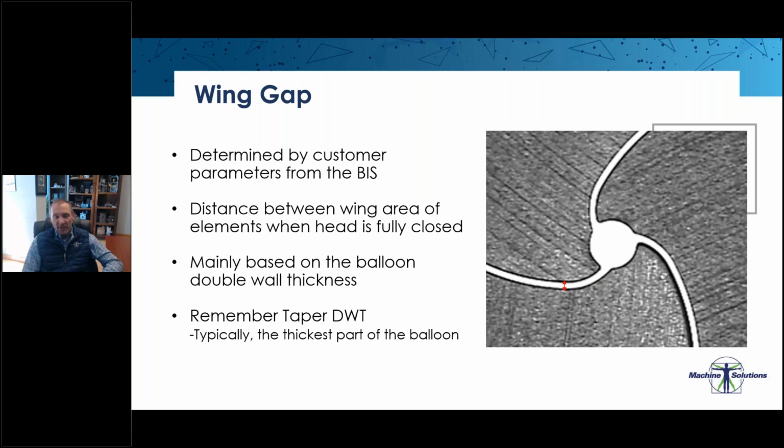So when we design this, we want to be able to close the pleat head as tightly as we can to that double wall thickness to create a very uniform and non-wrinkled pleat. But at the same time, we don't want to overclose and pinch that balloon material.